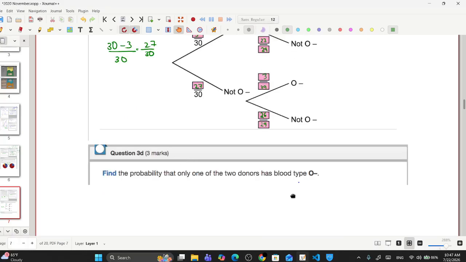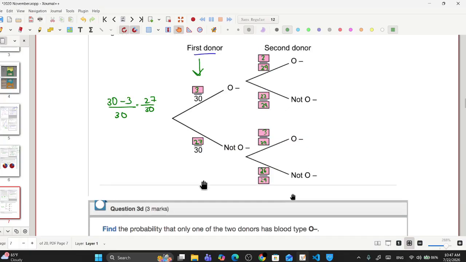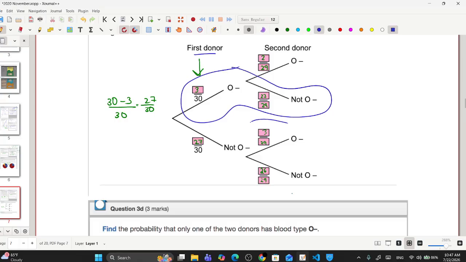Find the probability that only one of the two donors has blood type O minus. Only one of the two. There are two ways in which it can be done. One of the two can either be in this way, or it can be this way, right?